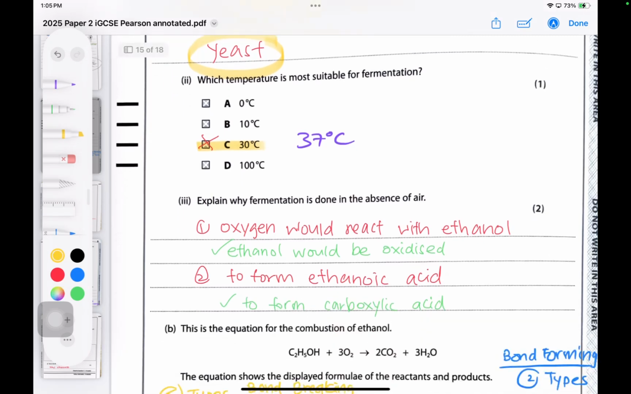And the next one is explain why fermentation is done in the absence of air. So you do need to know that for fermentation to take place, you need yeast to get it started, an optimum temperature of 37, and it must be done in the absence of air. So why is this so? You need to explain why.